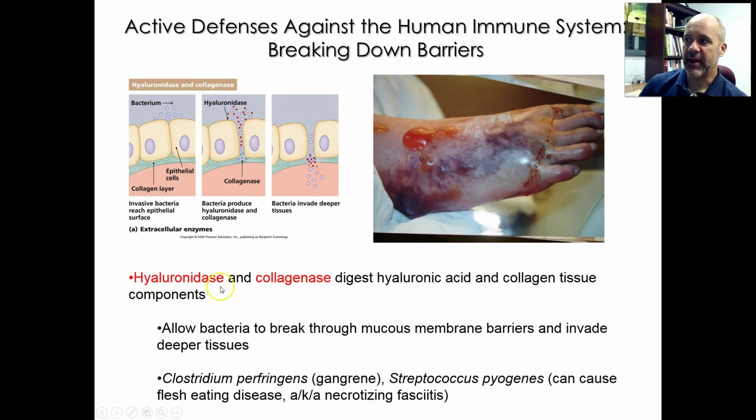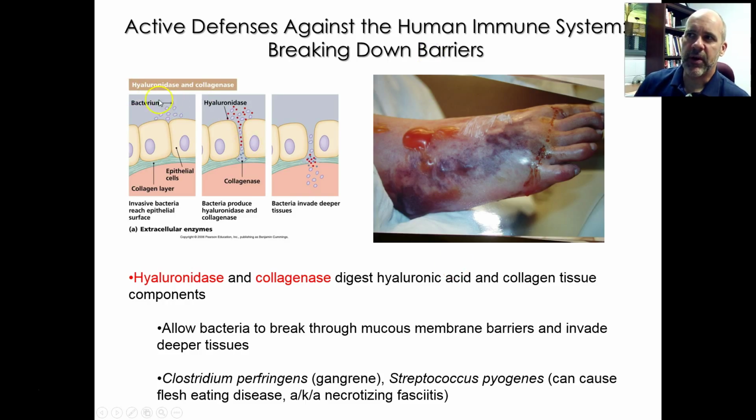Hyaluronidase is an enzyme that breaks apart hyaluronic acid. That's a type of carbohydrate that's kind of like a tissue glue. It helps hold cells together. And then collagenase breaks down collagen. So when you take Biology 201, you learn about how your connective tissues, the spaces in between cells, the extracellular matrix, has a lot of collagen proteins in it. So if you can break down the collagen, that's going to help you invade deeper into the body.